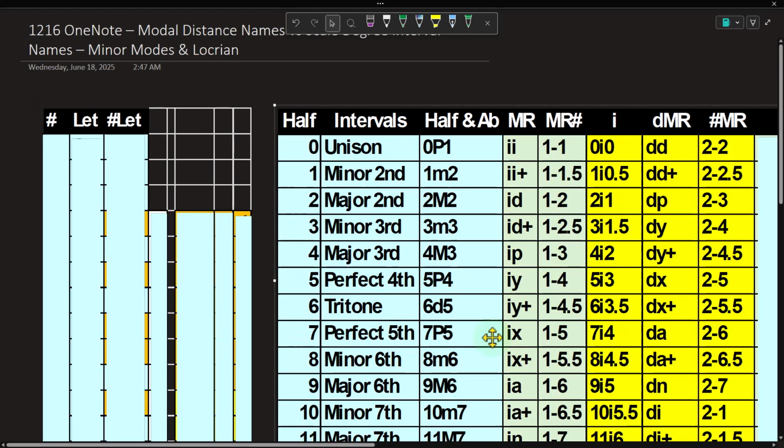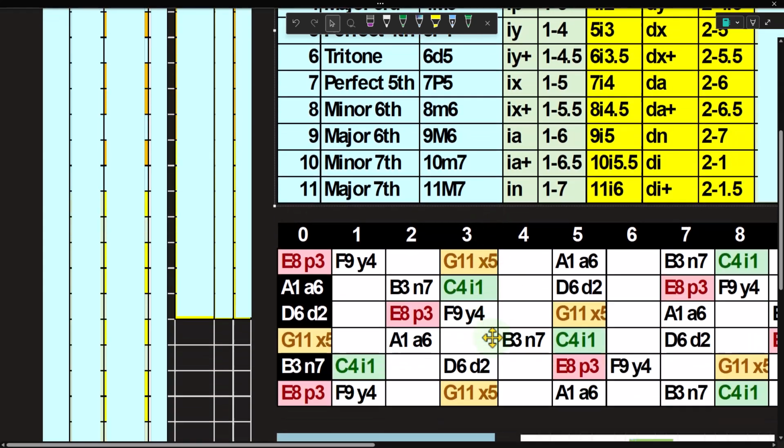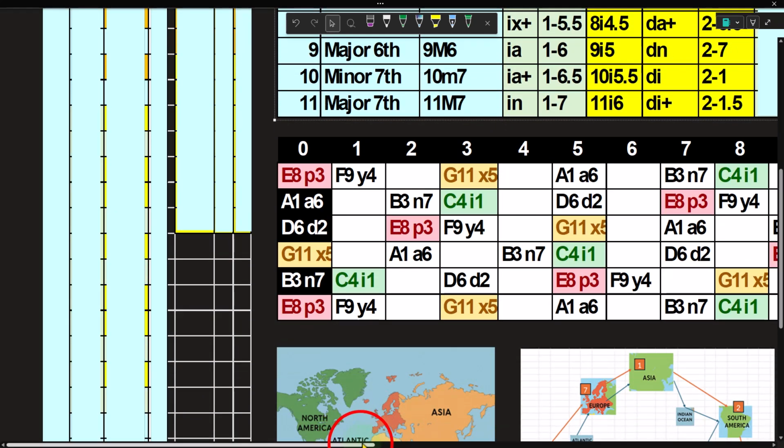All right. Continue focusing in on our distance notations, our interval notations. Last time we looked at the major modes, this time looking at the minor modes, which are going to have more differences from the major mode, from the Ionian mode. Let's go over our analogy.